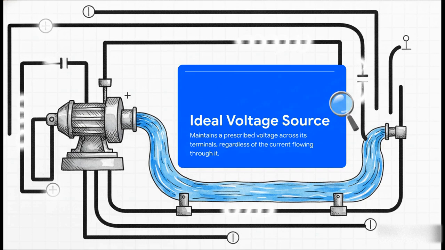So let's talk about these energy givers. The first one is an ideal voltage source. You can think of this as a perfect, tireless pump. Its only job is to maintain a constant electrical pressure, that's the voltage, no matter how much water or current you try to pull from it. It's the steady, reliable heartbeat of the circuit.